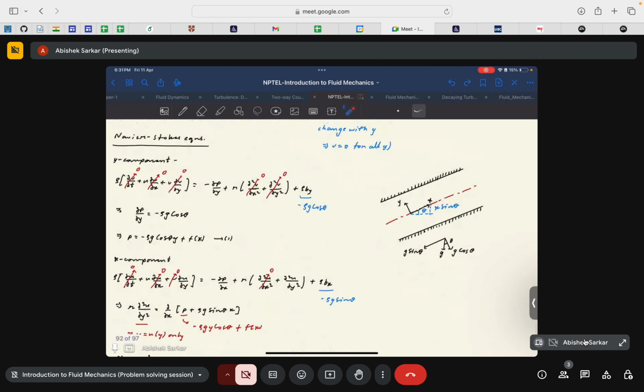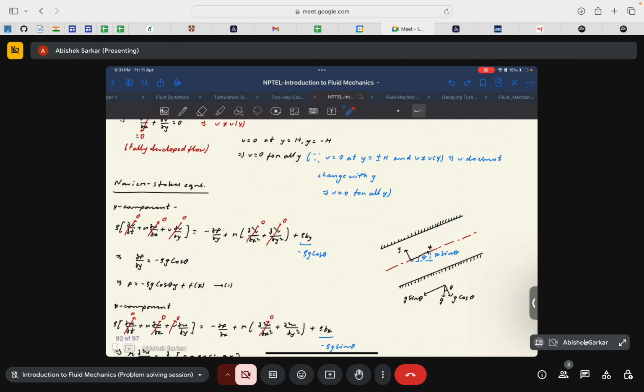So now let us look into the Navier-Stokes equation. Let us start with the y component. Again, we take a generalized case where the plate might be inclined at a certain angle. If that occurs, then we will align our coordinate system so that the x coordinate is aligned with the center line of the two parallel plates.